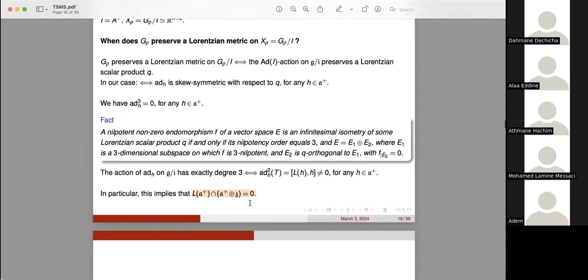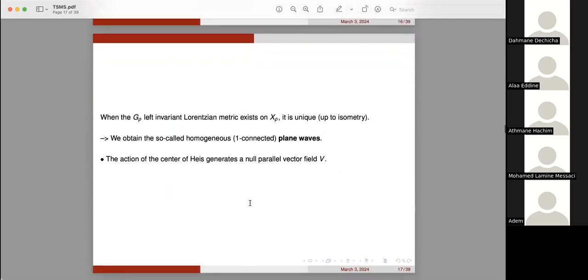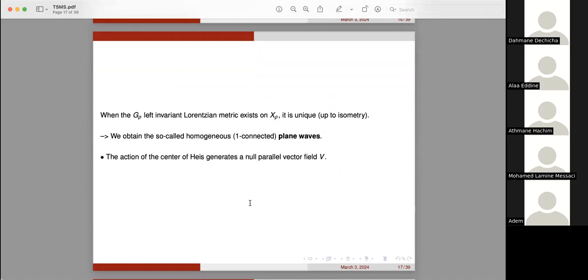Okay, so the case which is interesting for us is when we have this additional geometry on the quotient, when J preserves a Lorentzian metric on X. When this is the case, this metric is unique up to isometry, and this is exactly what we call the homogeneous simply connected plane waves. The homogeneous spaces we describe this way are exactly what we call plane waves. I will give the classical definition later.